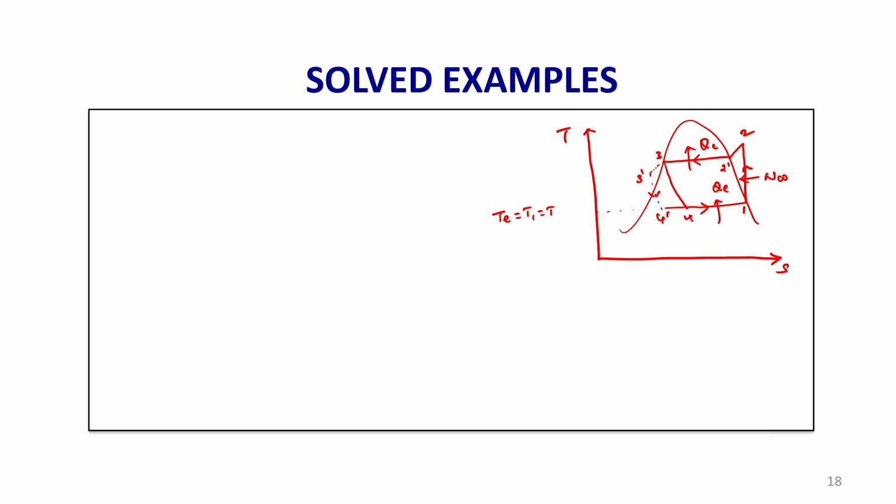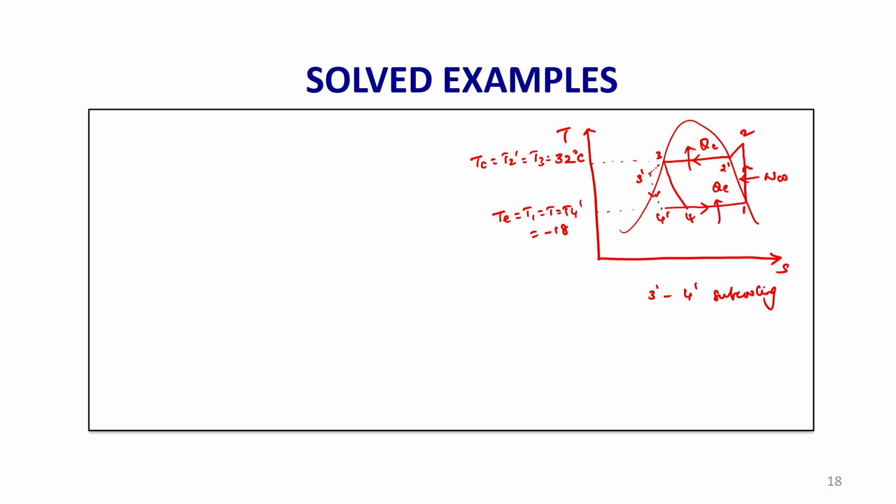3 to 4 is without subcooling; 3 dash to 4 dash is subcooling. If you see the temperature here, this is T1 equal to T4, equal to T4 dash, which is -18 degree centigrade. And the condenser temperature will be equal to T2 dash, equal to T3, that is equal to 32 degree centigrade.